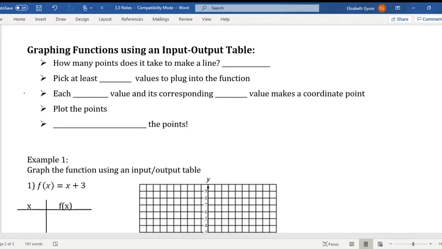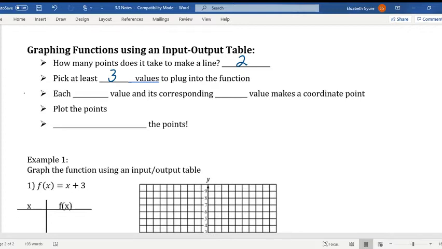So how many points does it take to make a line? The answer to that is 2. You need at least 2 points to make a line. However, if you've plotted one of those points in the wrong spot, your entire line is going to be wrong. So what I want you to do when we're graphing these is you're going to pick at least 3 values to plug in. Because then if one of them is off, you're going to be able to tell because it won't make a nice straight line.